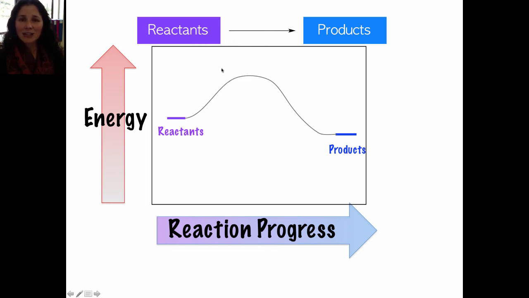The height of the hill tells you how hard it is to go from reactants to products. And so one of the things we're going to focus on in this activity is the difference between the top of the hill and the starting place, or the reactants. This difference is called the activation energy, or it represents the energy that it takes to overcome some barrier in order for reactants to turn into products.